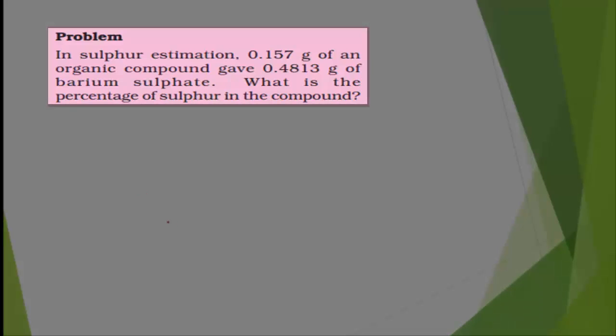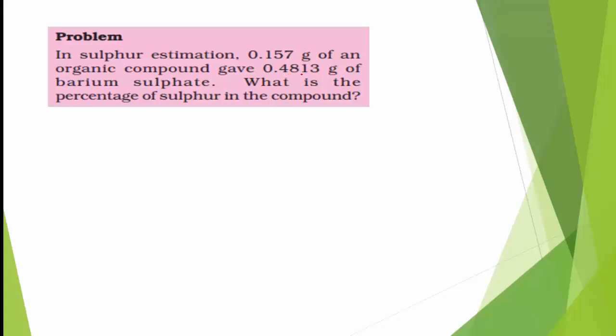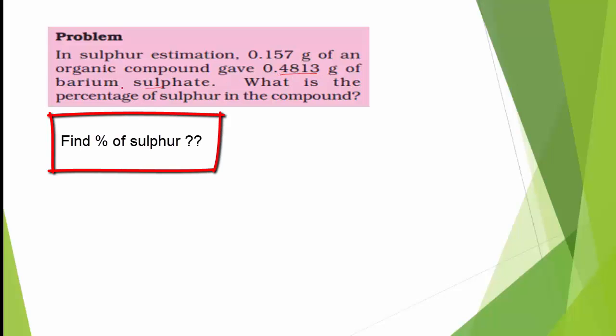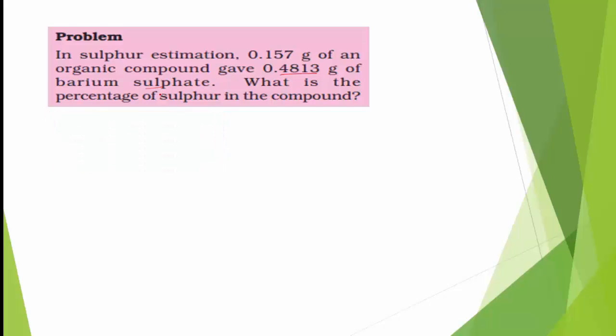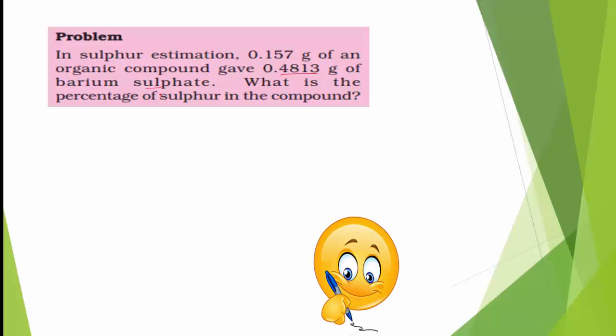Similar type of problem. In sulfur estimation, 0.157 gram of an organic compound gave 0.4813 gram of barium sulfate. What is the percentage of sulfur in the compound? Same, this much barium sulfate is given. Now you have to find out how much sulfur will be there in this much barium sulfate. Then you can easily find the percentage. Just try it for yourself. It's similar to the previous problem. Let's see the solution.